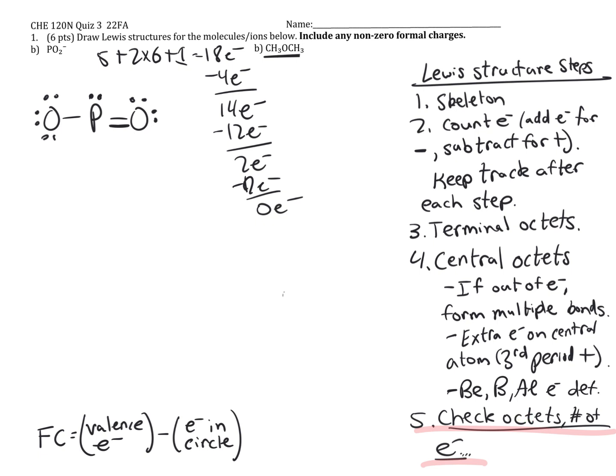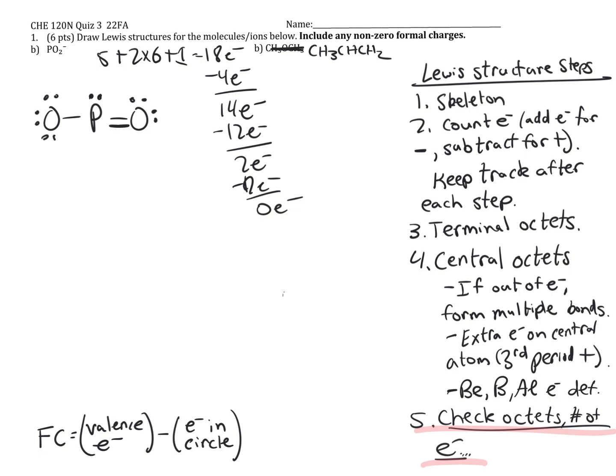We want to check octets: 2, 4, 6, 8 electrons on the oxygen, 2, 4, 6, 8 electrons on the phosphorus, 2, 4, 6, 8 electrons on the oxygen. Then the total electrons, we said we needed 18 electrons, so let's check: 2, 4, 6, 8, 10, 12, 14, 16, 18. We have all 18 electrons there. We can be sure this is a good Lewis structure.